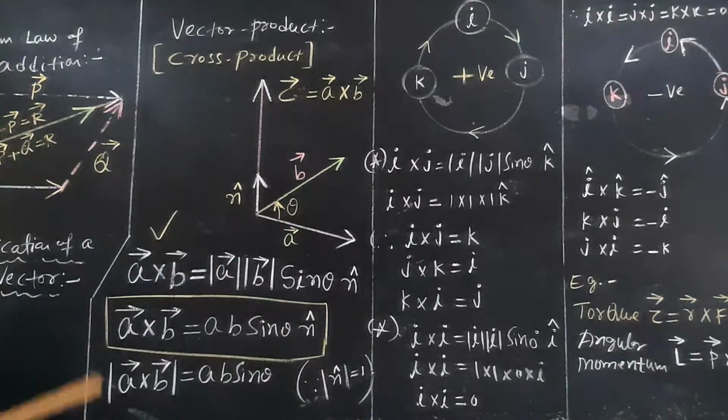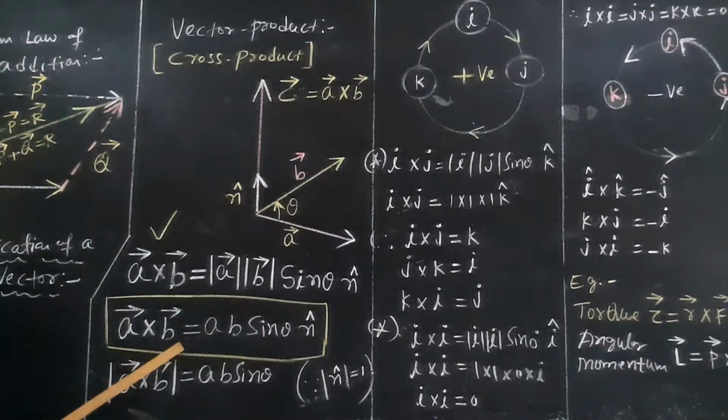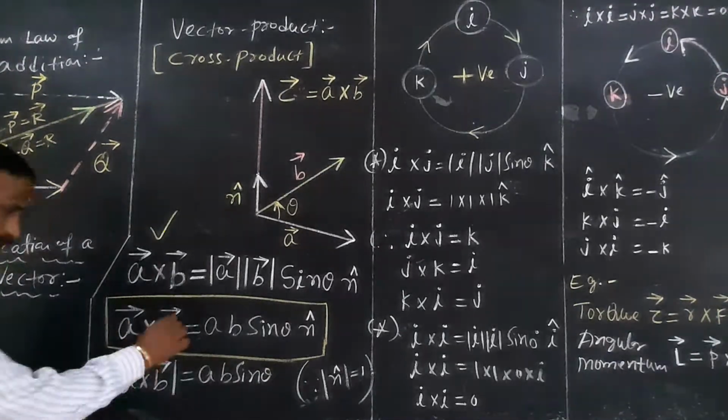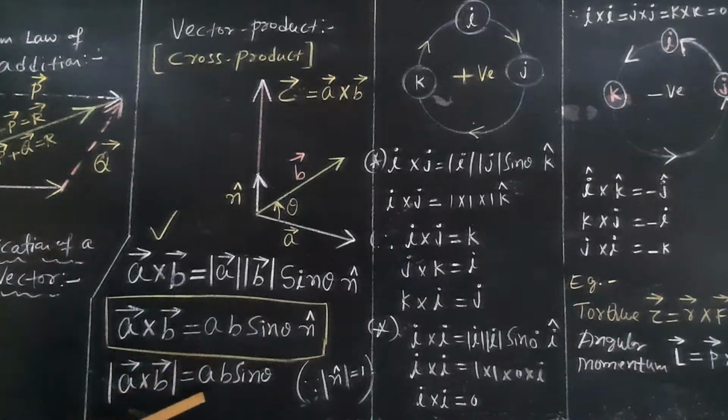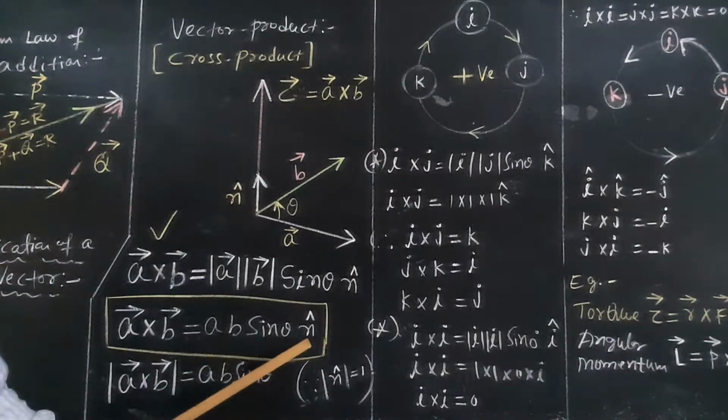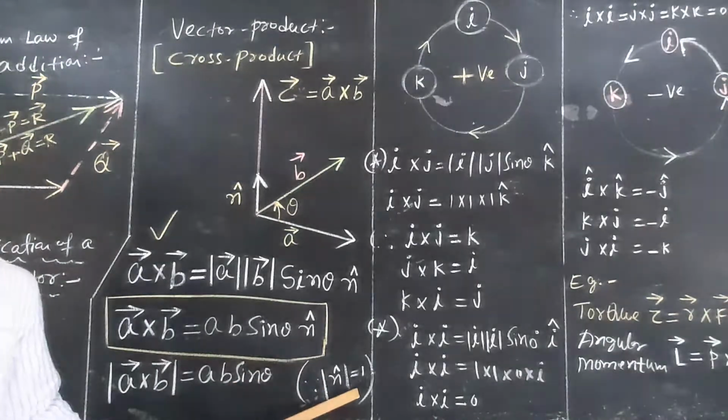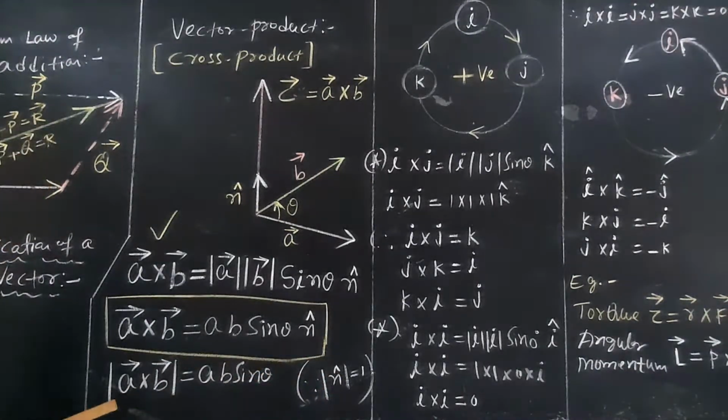If you want to take the modulus of A cross B, you take the modulus of the whole equation. Modulus of A is A only, modulus of B is B only, modulus of sin theta is sin theta only. What is modulus of n cap? Modulus of n cap is 1. Therefore, magnitude of A cross B is AB sin theta. It has only magnitude, no direction.